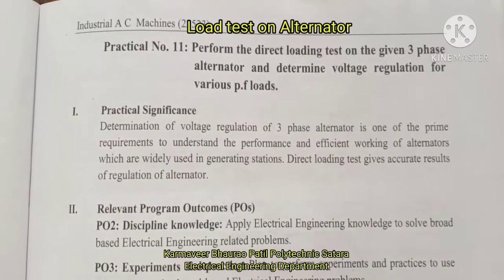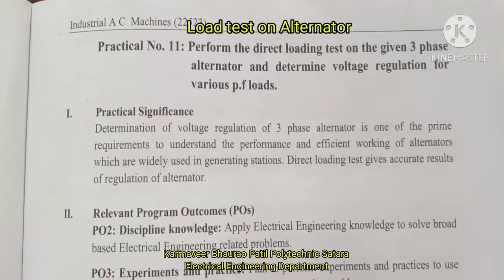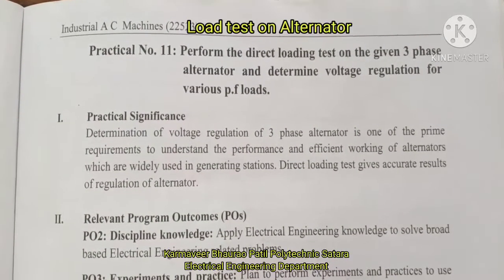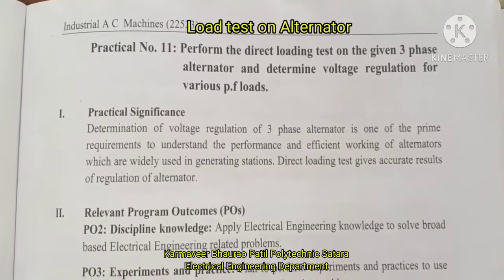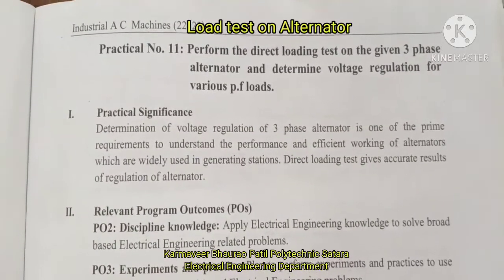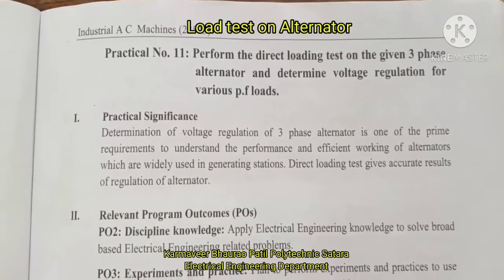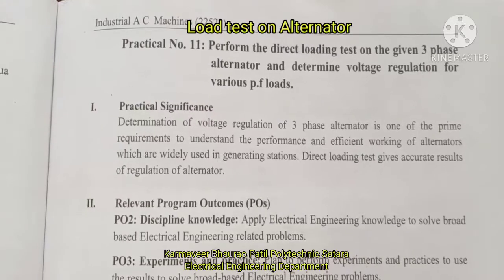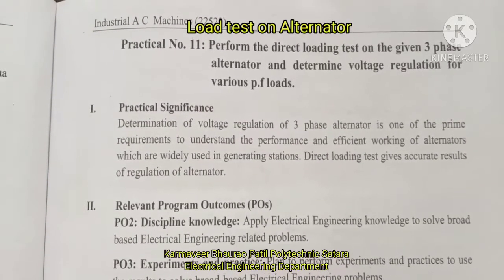Most of the time industrial loads are inductive, some of the loads are resistive, and sometimes we will have some capacitive load. So the direct loading test gives us a possibility to analyze the behavior of the alternator for all these three types of loads, which have unity power factor, lagging power factor and leading power factor. So when we are starting this experiment, what is the connection that we'll see first?